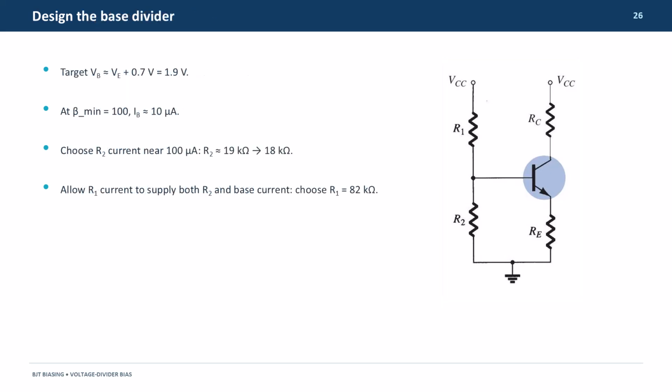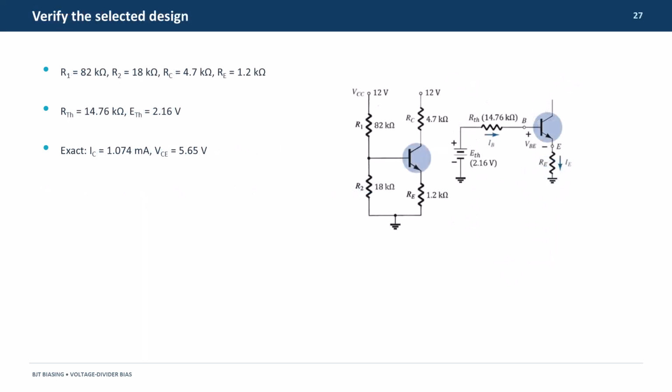The target base voltage is emitter voltage plus 0.7 volts, or about 1.9 volts. With minimum beta of 100, the estimated base current is 10 microamperes. Choose lower divider current near 10 times this value. The calculated R2 is 19 kilohms, so choose 18 kilohms. Accounting for both divider and base currents gives a nearby R1 value of 82 kilohms. Always verify a design using exact analysis.